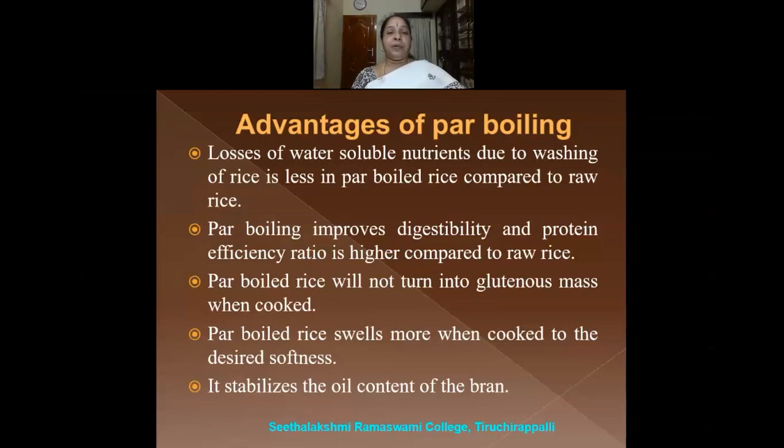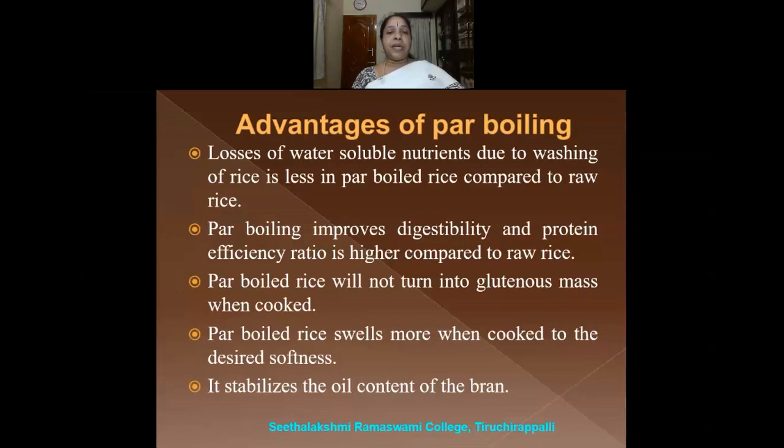Parboiling improves digestibility, and protein efficiency ratio is higher compared to raw rice. Because of the parboiling process, the nutrients are easily digestible. The starch that is present is easily digestible. And also, the quality of protein present in the parboiled rice is high when compared to the raw rice.